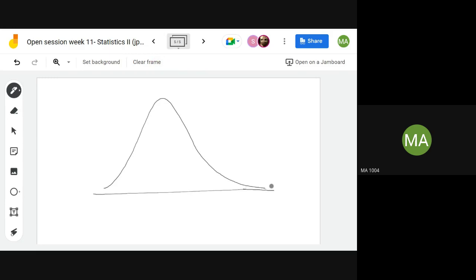This is a normal distribution 0, 1. So mean is 0, and this is your alpha. These combined will be your alpha. So this alpha is the significance level.